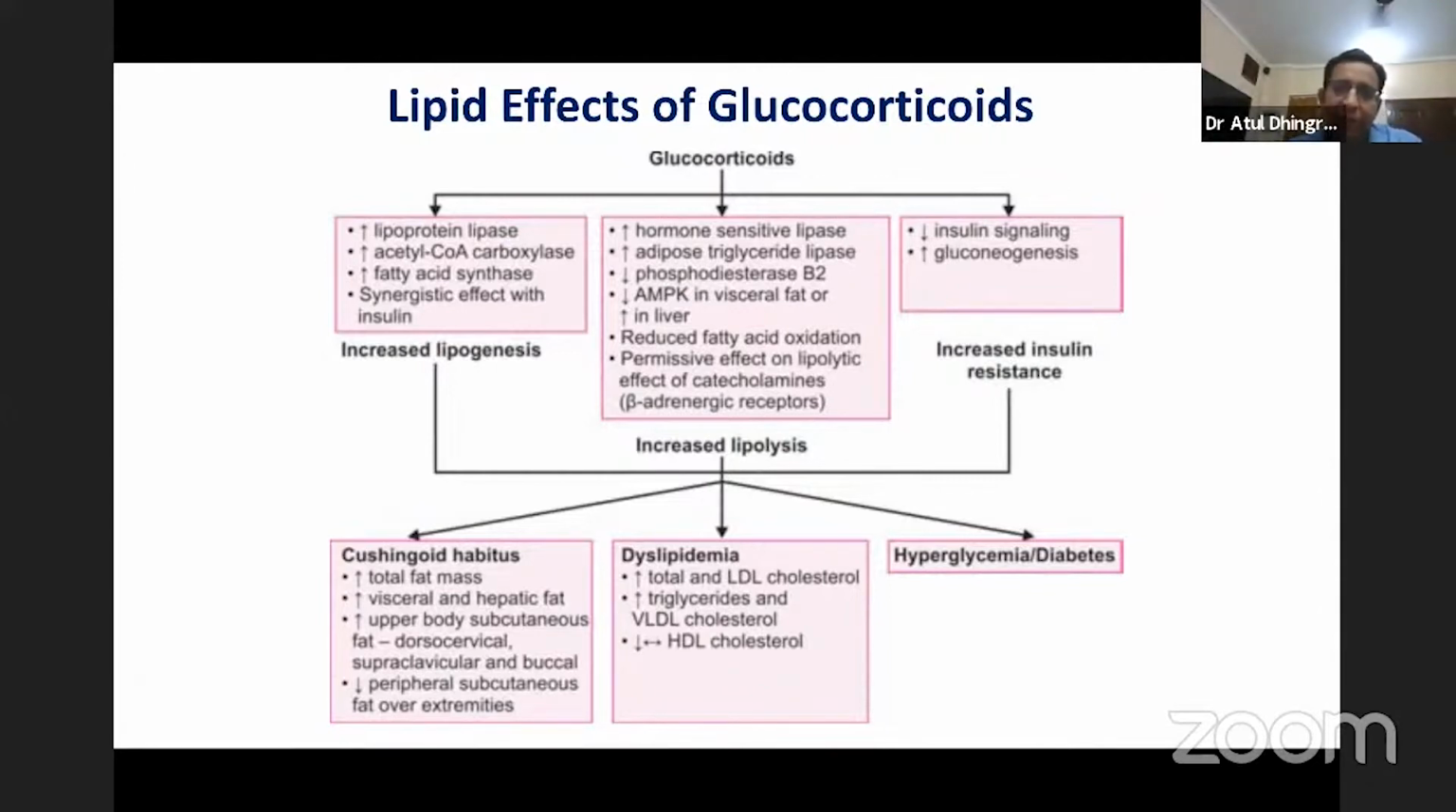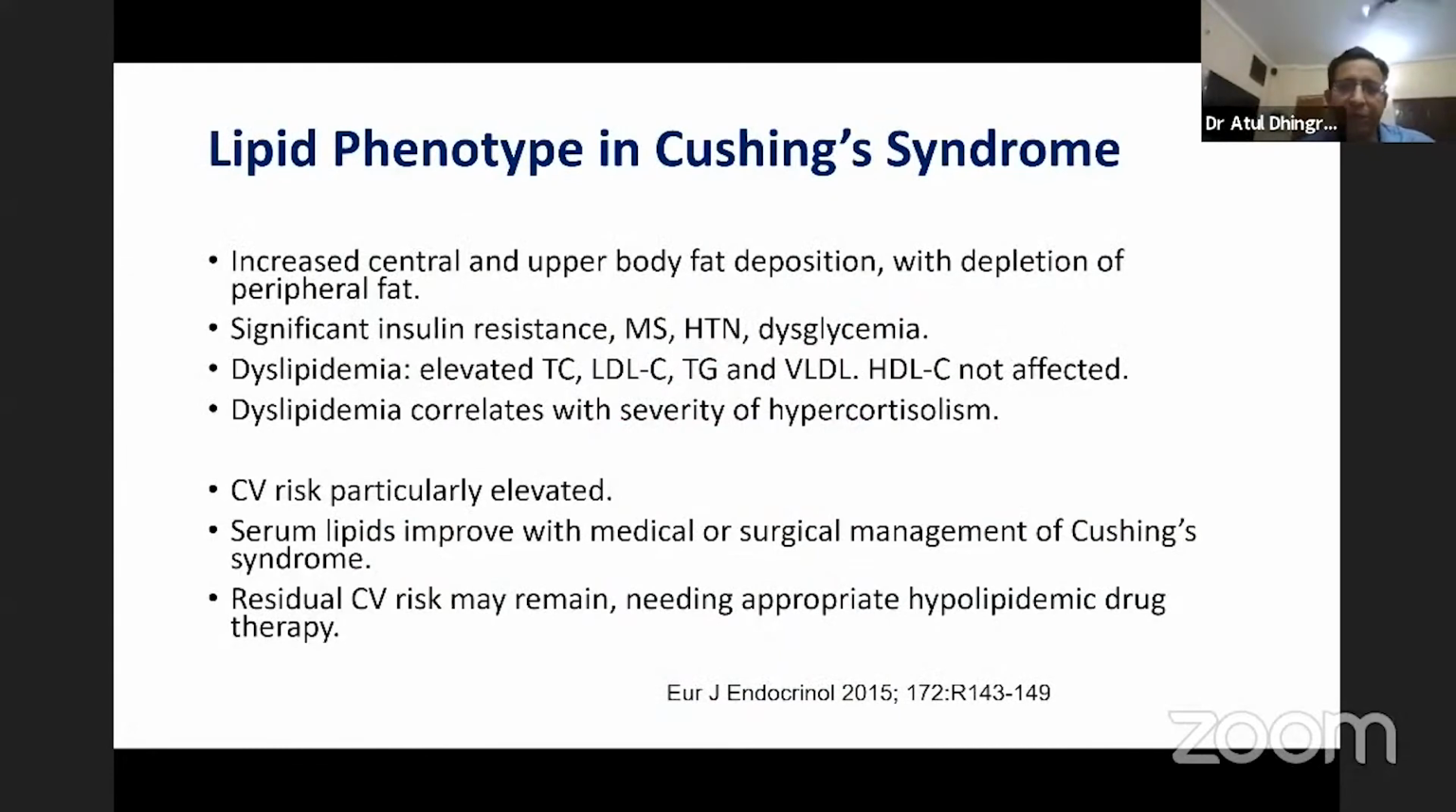The changes associated with these biochemical derangements is that the patient develops a Cushingoid habitus, there is an increased total fat mass, there is increased visceral and hepatic fat, the upper body subcutaneous fat increases, and there is a reduction in peripheral subcutaneous fat mass. There is an increase in total and LDL cholesterol, there is increase in triglyceride levels, the changes in HDL cholesterol are uncertain, and we all know that these patients also develop diabetes because of increased insulin resistance.